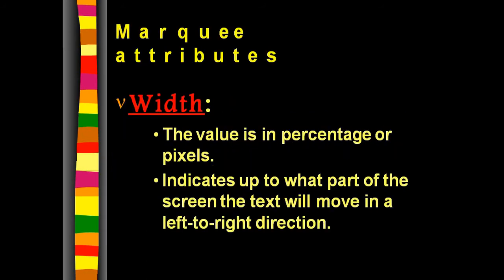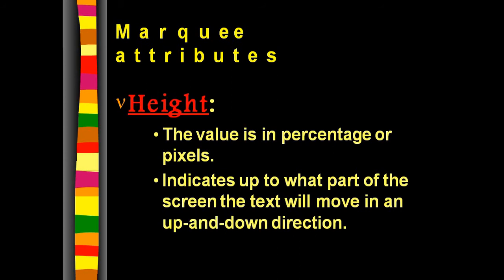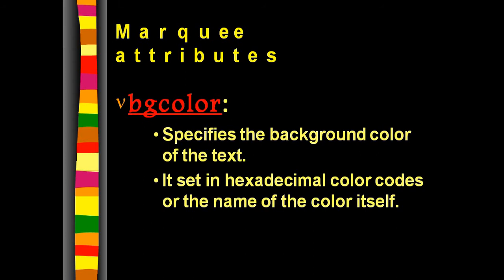Next is the width attribute. It specifies the width of the marquee. This can be a value like 10 or 20%, etc. Height. It specifies the height of the marquee. Again, it will be in the form of percentage or pixels. BG color. If you want to set the background color of the marquee, then you can do this with the help of BG color. So background color can be set by this.